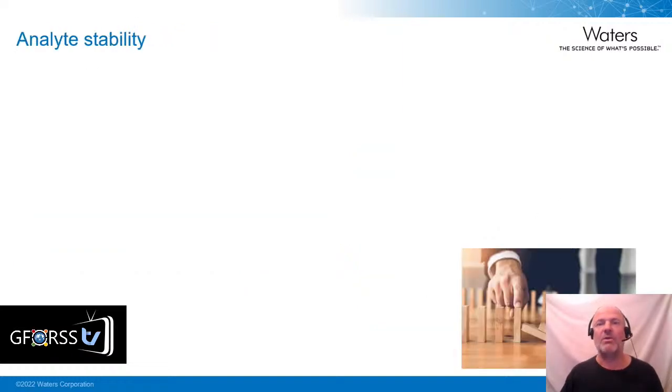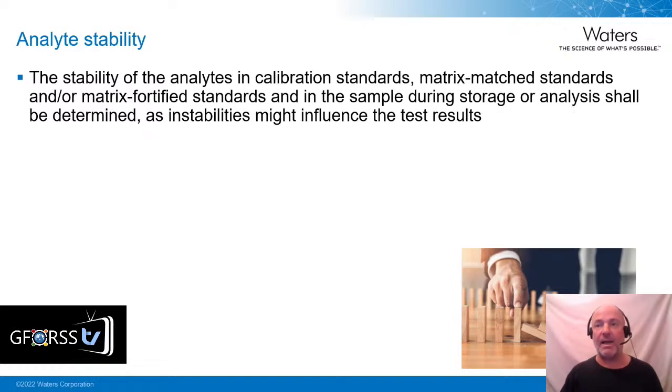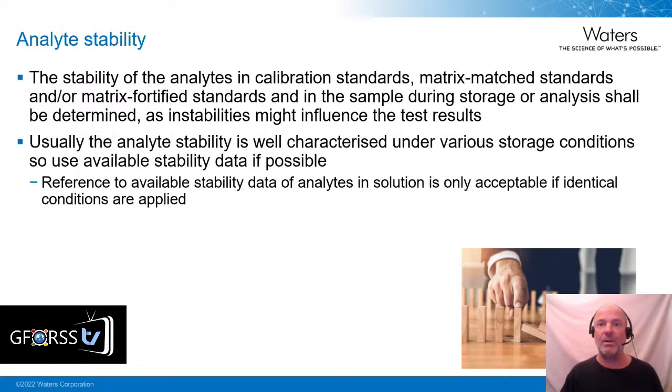Analyte stability is one of the most critical aspects of analytical quality control and validation, and yet it tends to get forgotten. The stability of analytes in the calibration standards, whether in solvent, matrix matched, or matrix fortified standards, and also in the sample, either during storage or during analysis, needs to be determined. Usually, the analyte stability is well characterized by the vendor, the supplier of the analyte reference material that you have purchased, under different storage conditions, or there may be information in various peer-reviewed publications. So if you use the same storage conditions, it may be possible to use that stability data.